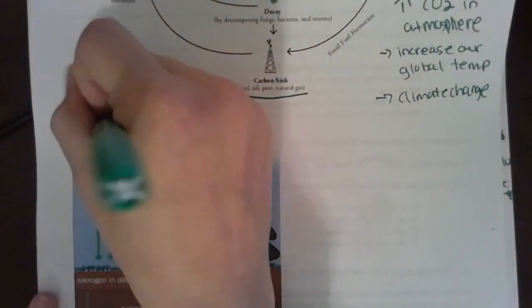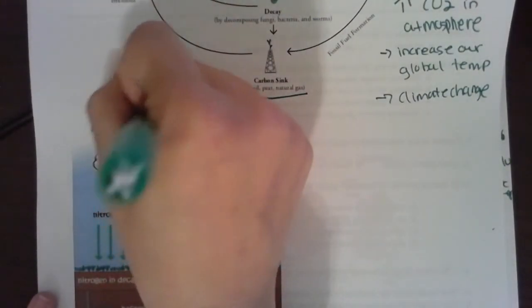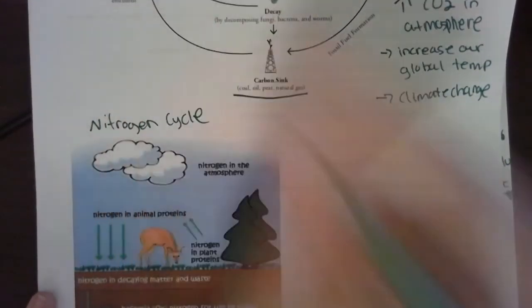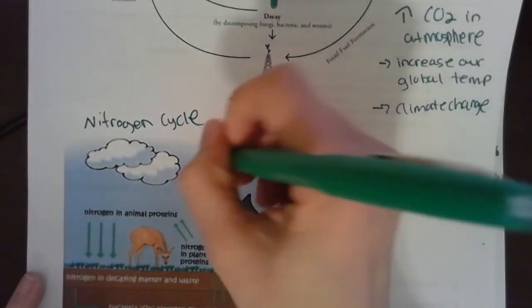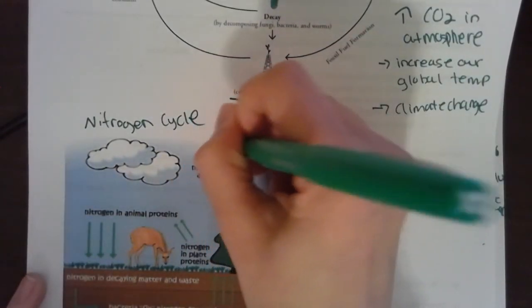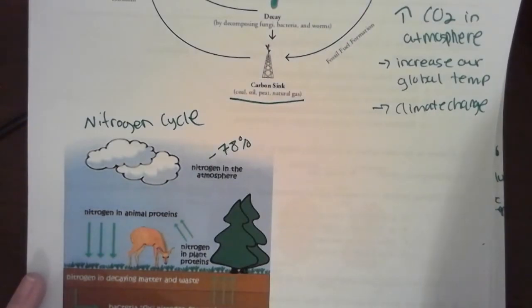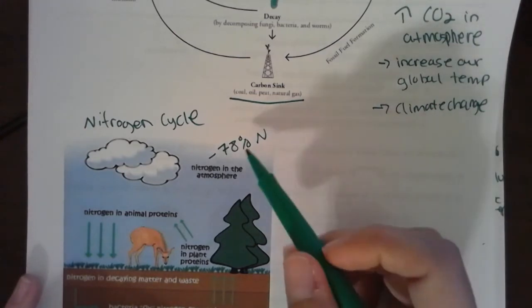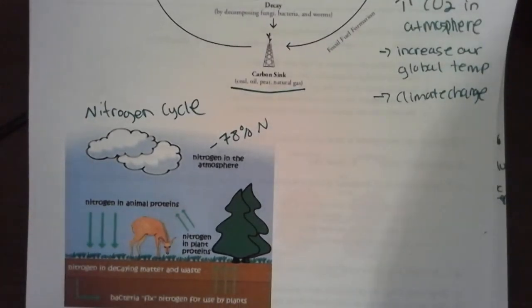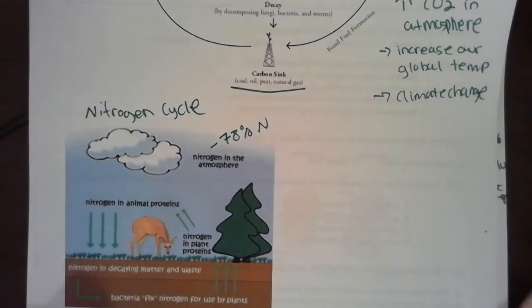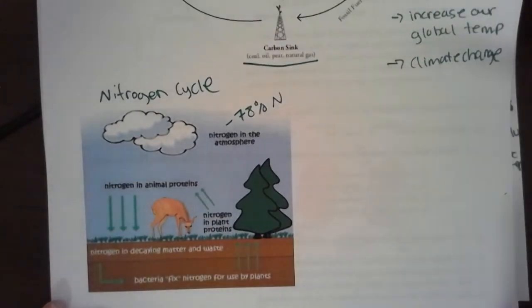Down here is the nitrogen cycle. You have nitrogen in the atmosphere. About 78% of the atmosphere is nitrogen, not oxygen. Oxygen makes up about 20% of it, but the majority is nitrogen. However, we cannot access this nitrogen even though we need it. We need it for proteins, we need it for our nucleic acids, we need nitrogen a lot.